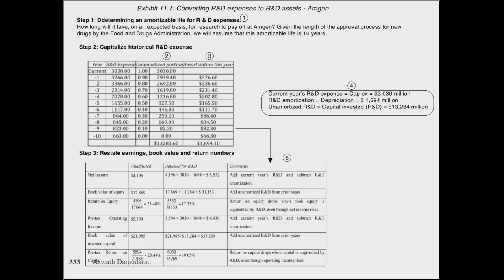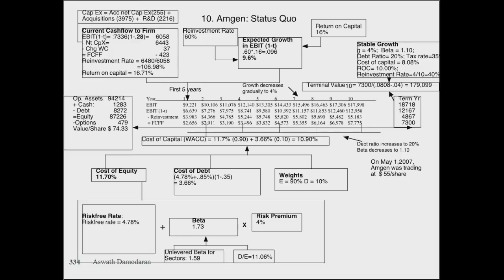That's a stupid question, because if it didn't, why would we go through this dance? But remember, in my Excel spreadsheet, you can actually turn off the R&D. So turn it on, turn it off, you can see the effect on value. So if you have capitalized R&D, you can try this on your company. So here's what I had as my original valuation of Amgen in 2007.